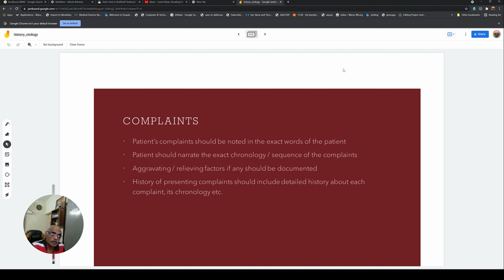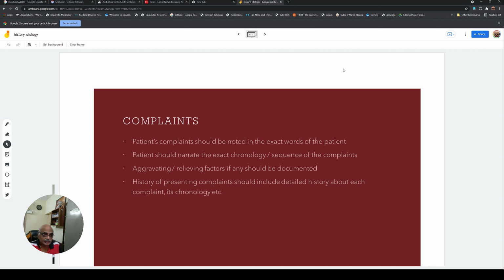As far as the chronology is concerned, let us just imagine a scenario wherein the patient is having ear discharge due to acute otitis media. This is again I am narrating as a classic example. So these patients will complain of ear discharge and they may not complain of ear pain, which could have preceded the ear discharge.